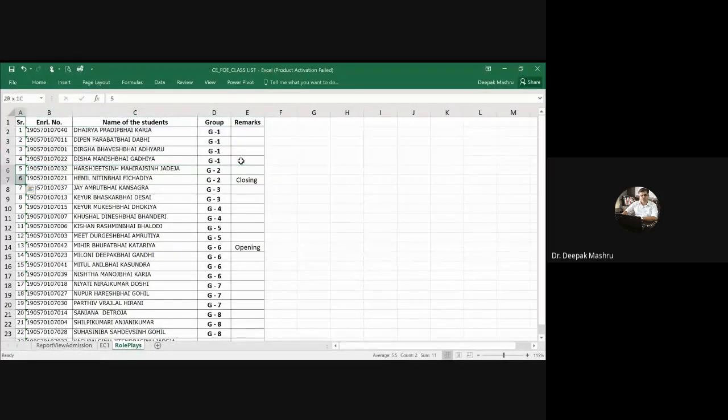Then the second group is enrollment numbers 32 and 21, Harjit Singh and Hanil. Group number 3 is of 2 students. Enrollment numbers 37 and 13, Jai and Keyur Desai would be in group 3, whereas Keyur Dhokia, enrollment number 15, Kushal and Kishan along with Meet would be in group number 4.